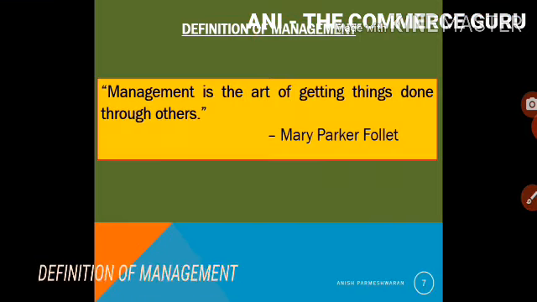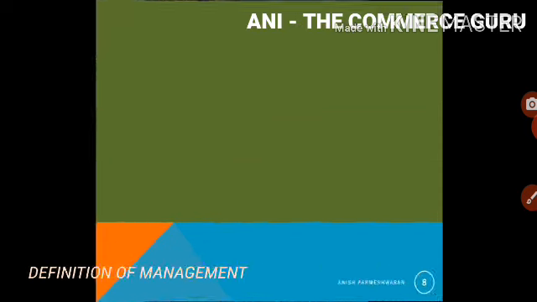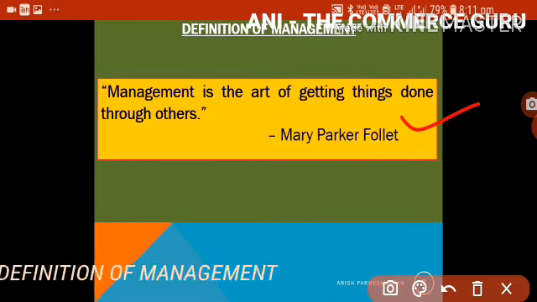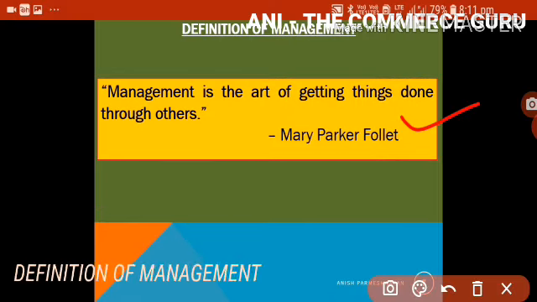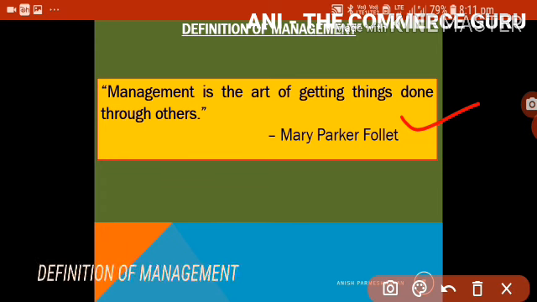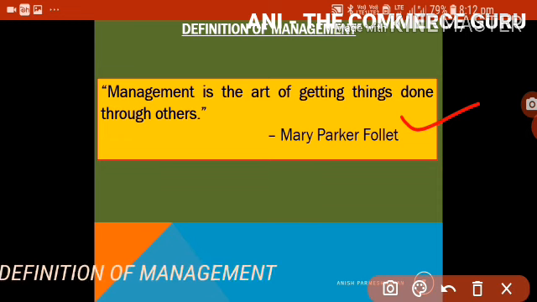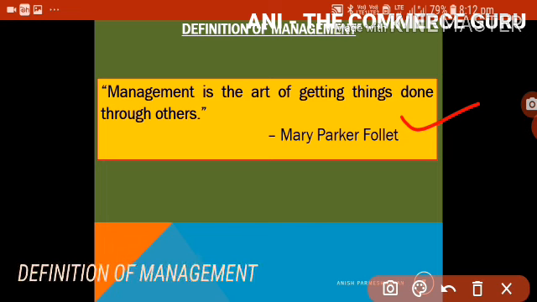The definition of management is given in the yellow box here. It is the definition given by Mary Parker Follett. The definition is: management is the art of getting things done through others. I repeat, management is the art of getting things done through others.